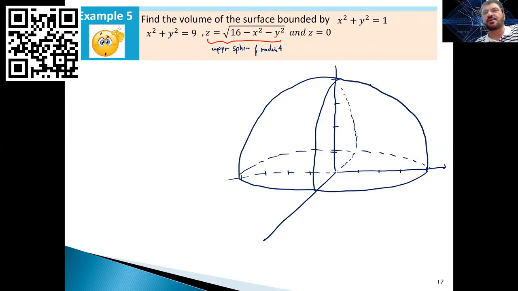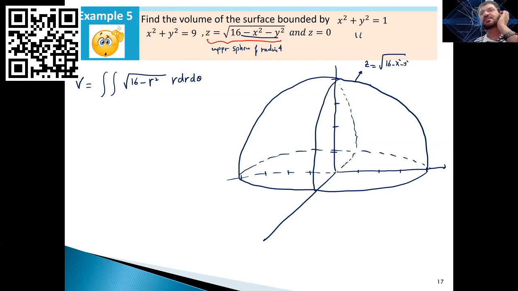All right, so who is this? The top here is that sphere. So the top one here is z equal square root of 16 minus x squared minus y squared. So we know that the volume is equal to the double integration. Inside, z is the square root of 16 minus x squared plus y squared, which is r squared, and then r dr d theta. You know why? Because this can be written as 16 minus x squared plus y squared, and this is r squared, so this is going to be 16 minus r squared.